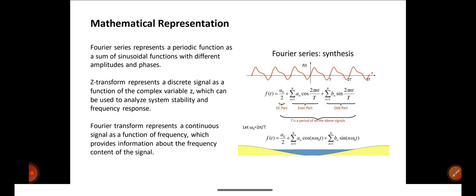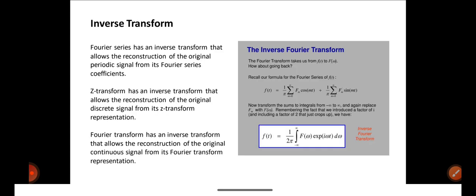Mathematical representation. Fourier series represents a periodic function as a sum of sinusoidal functions with different amplitudes and phases. Z transform represents a discrete signal as a function of a complex variable z, which can be used to analyze system stability and frequency response.